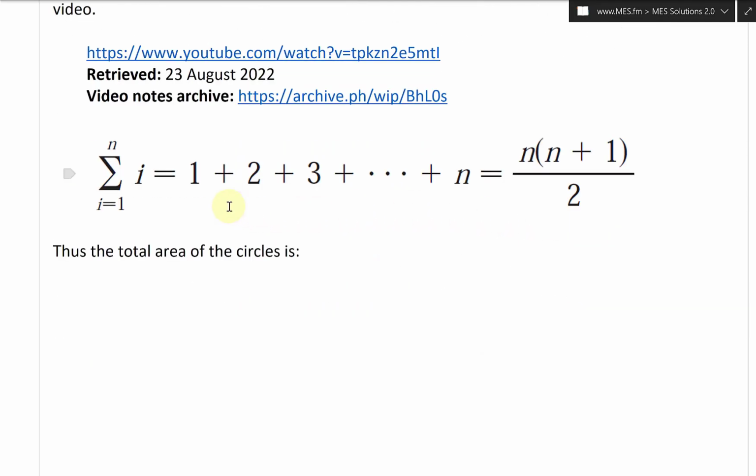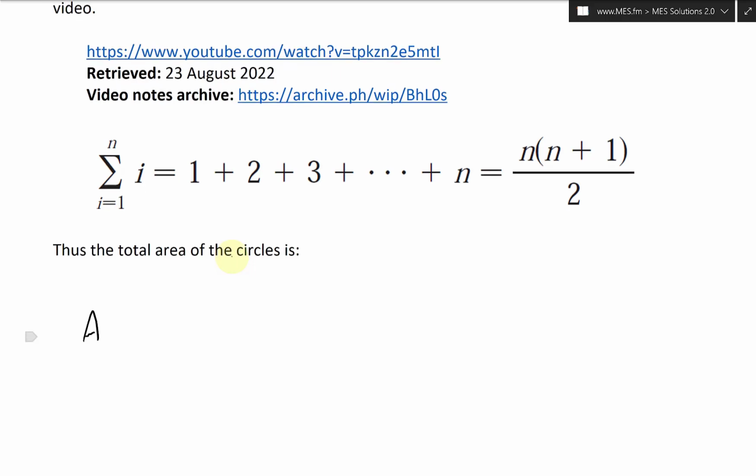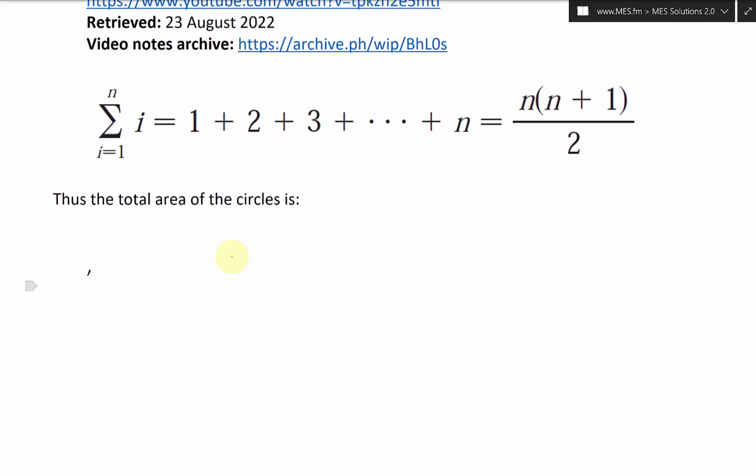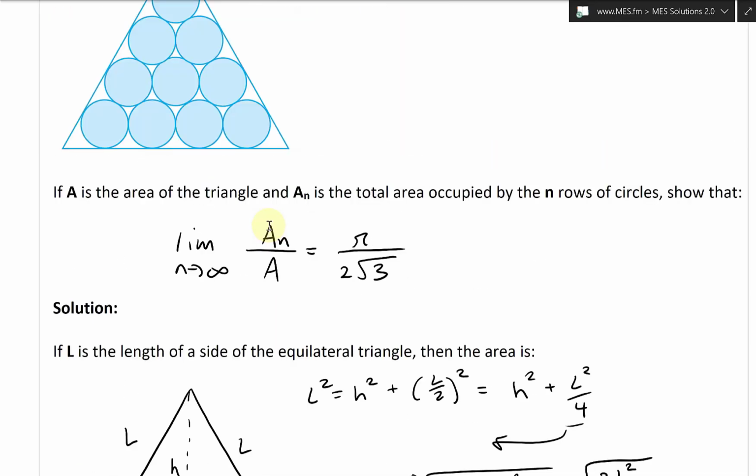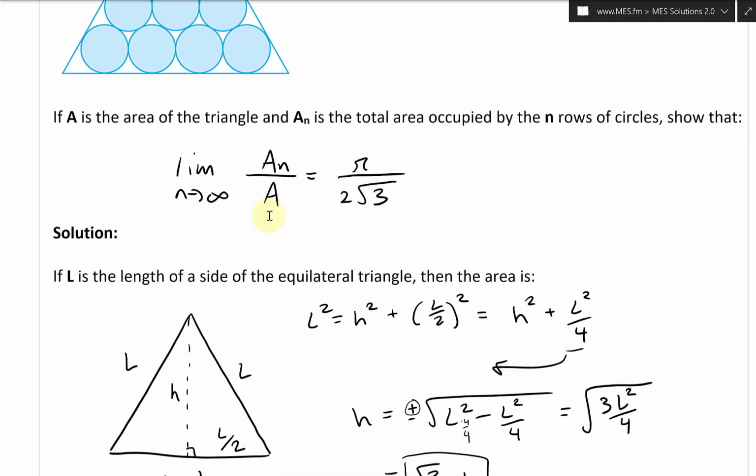All right, so then we can calculate the total area. Thus, the total area of the circles, we'll call this A sub n. This equals the total number of circles, n times n plus 1 over 2, times pi r squared. So area of a circle, pi r squared. And we're going to write this in terms of L. Remember, we want the ratio of A n over A.